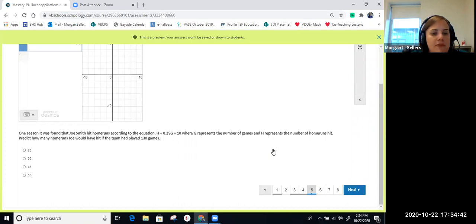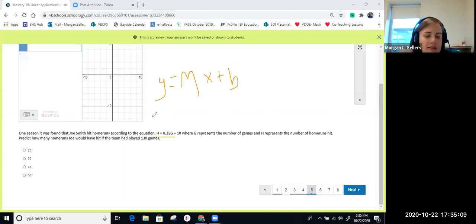All right, one season it was found that Joe Smith hit home runs. Okay, so looking at this equation, even though it's different letters, it's still set up the same. So remember, it's like y equals mx plus b is our equation for slope-intercept form. So for this, our h is technically our y, and our g is technically our x. So g is our x values, and h are our y values.